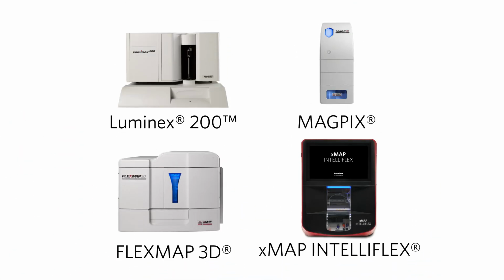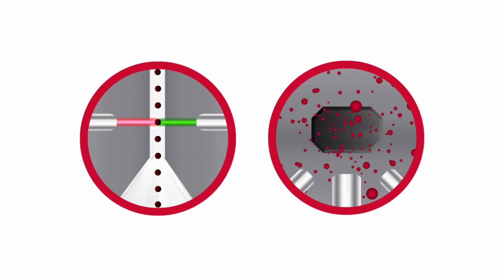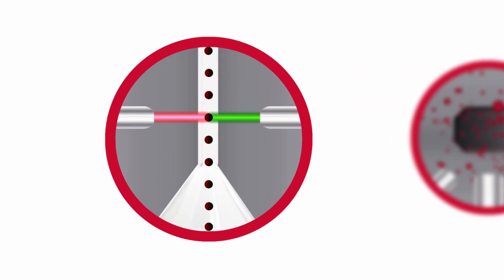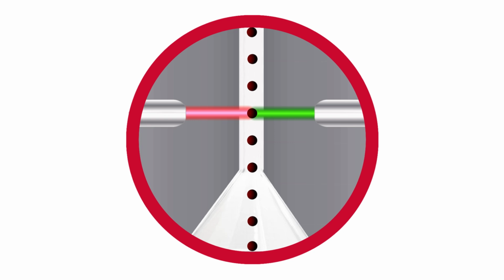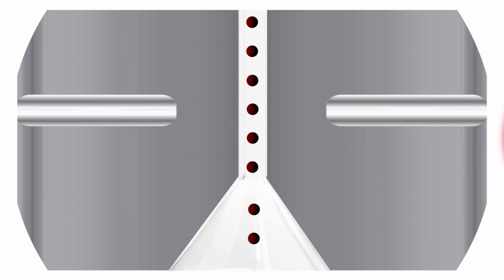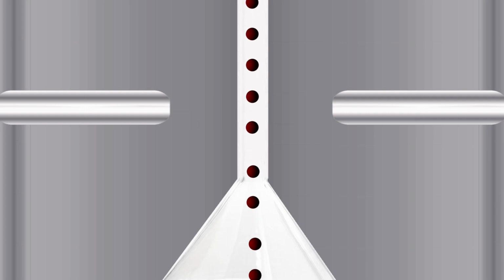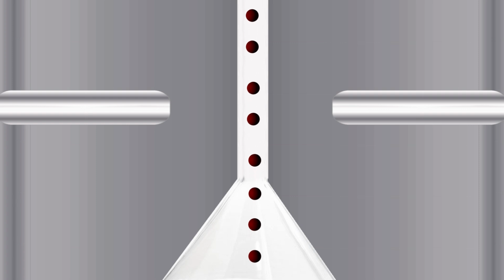Luminex currently has multiple xMAP instruments based on either flow cytometry or fluorescent imaging detection technologies. Luminex's FlexMap 3D, Luminex 200, and xMAP IntelliFlex instruments use xMAP flow cytometry-based technology to identify beads and if a target is present. With xMAP flow cytometry, the beads are fed into a compartment called a cuvette and individually interrogated by lasers.